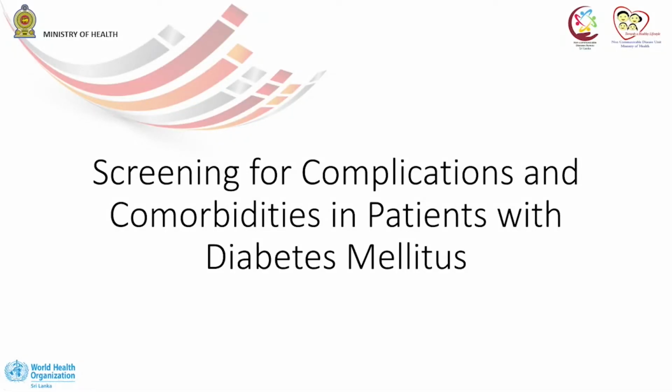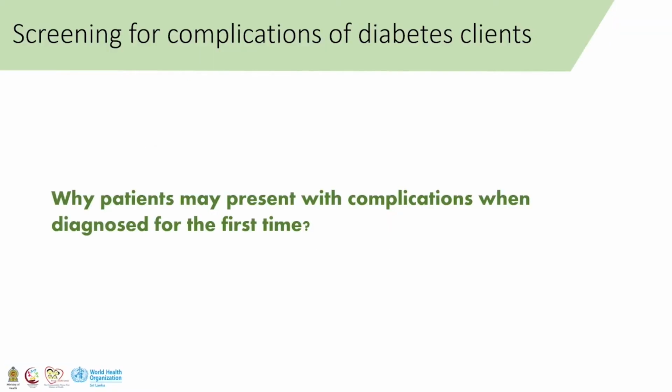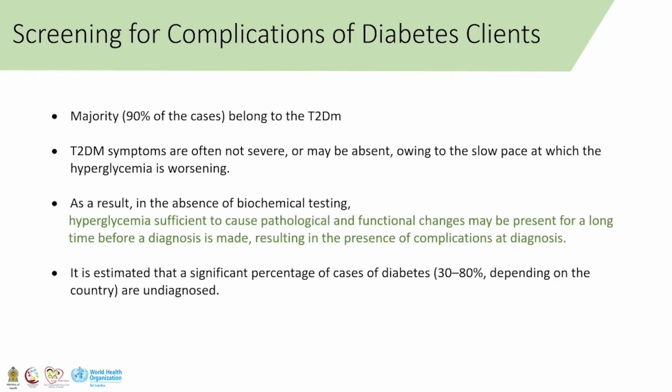The next part of diabetes includes screening for its complications and comorbidities in patients with diabetes mellitus. First, let's look at why patients may present with complications when diagnosed for the first time. We now know 90% of the cases belong to type 2 diabetes mellitus.